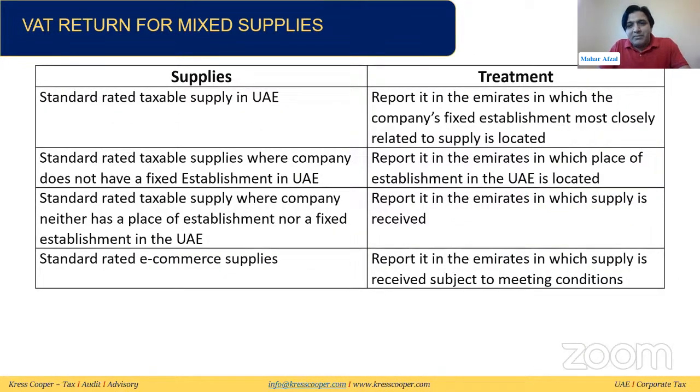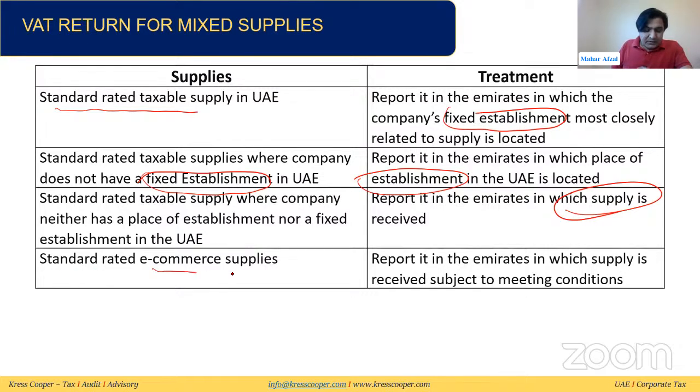VAT return for the mixed supply, this thing we have already discussed in the diagram. Standard rated taxable supply in the UAE, then see the fixed establishment. Report in the Emirate in which the company's fixed establishment most closely connected to the supply is located. Where there is no fixed establishment, then we need to identify the place of establishment. If the company does not have a fixed establishment, then report in the Emirate in which the place of establishment in the UAE is located. If the company has neither a place of establishment nor a fixed establishment in the UAE, then report in the Emirate in which the supply is being received.